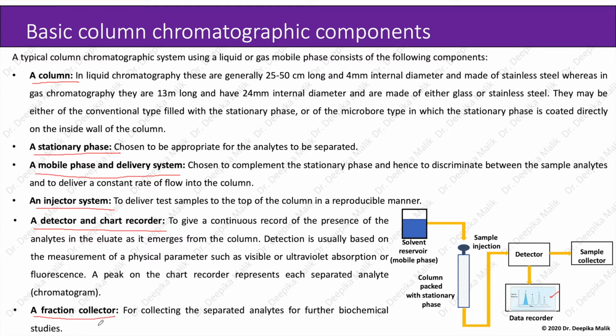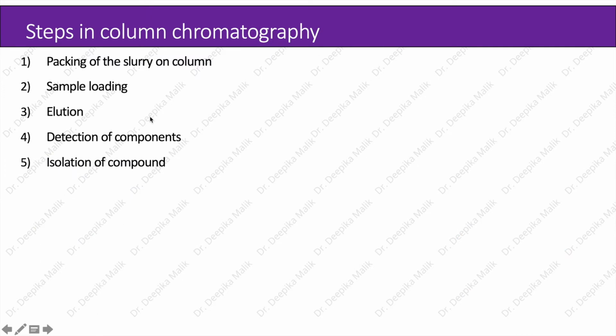Now let us see the steps involved in column chromatography. First is the packing of the slurry on the column. Second is sample loading. Third is elution. Fourth is detection of components. And fifth is isolation of compounds. These steps are common for all types of column chromatography. Now we will be discussing all these steps one by one.